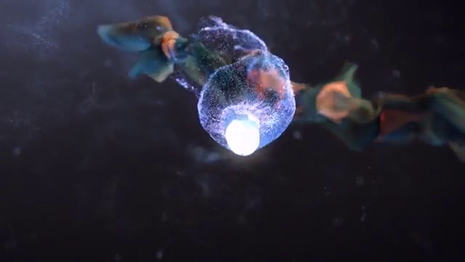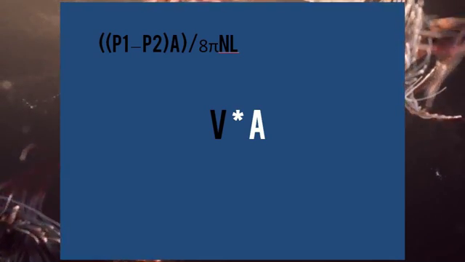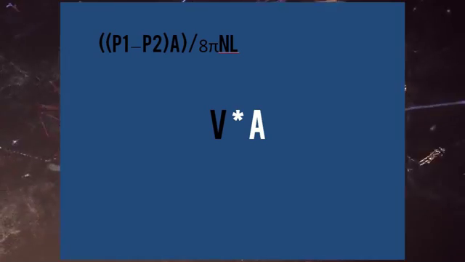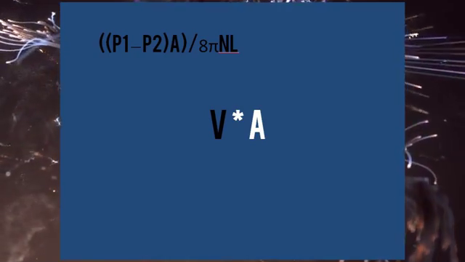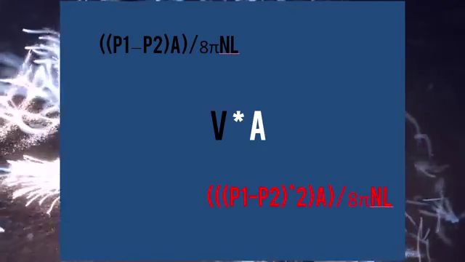The volume flow rate is an efficient way to characterize the flow of a fluid. The volume flow rate is the volume of fluid that passes a point in an amount of time. The formula is V times A, where V is the average speed of the fluid and A is the cross-sectional area of the tube through which it flows. Substituting a value for V, which is P1 minus P2 times A divided by 8 pi eta L, will give us a formula of P1 minus P2 times A squared divided by 8 pi eta L.